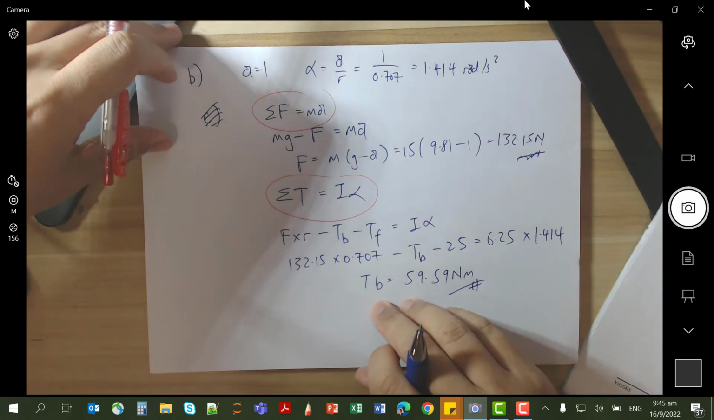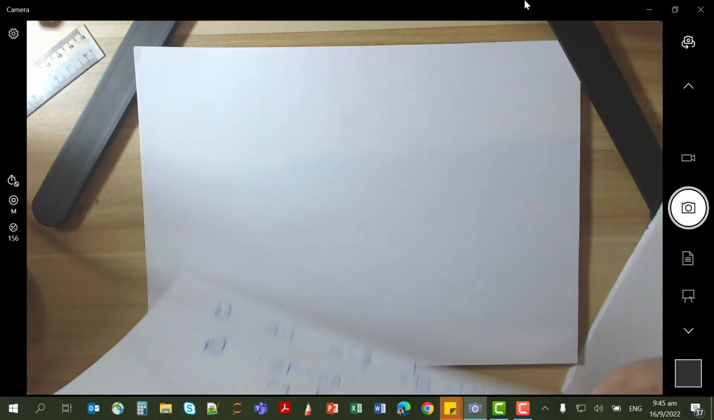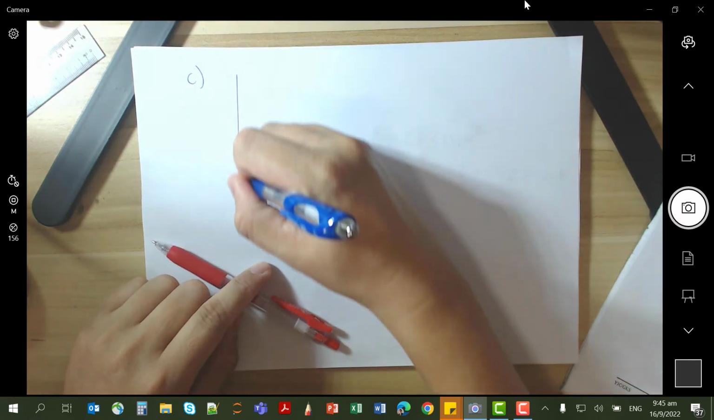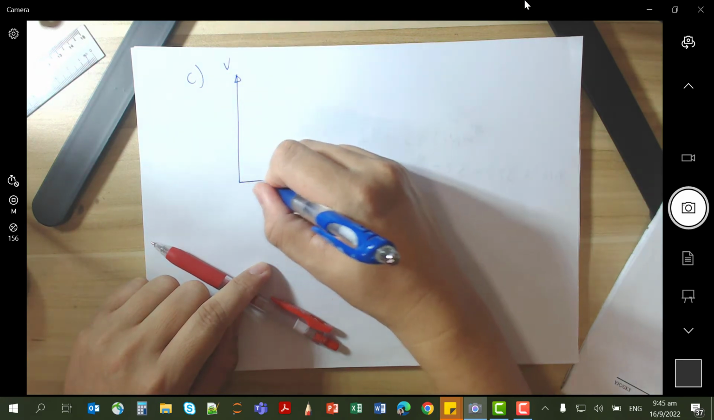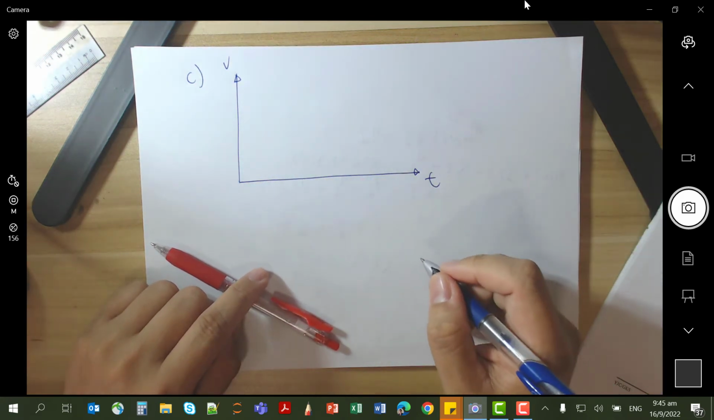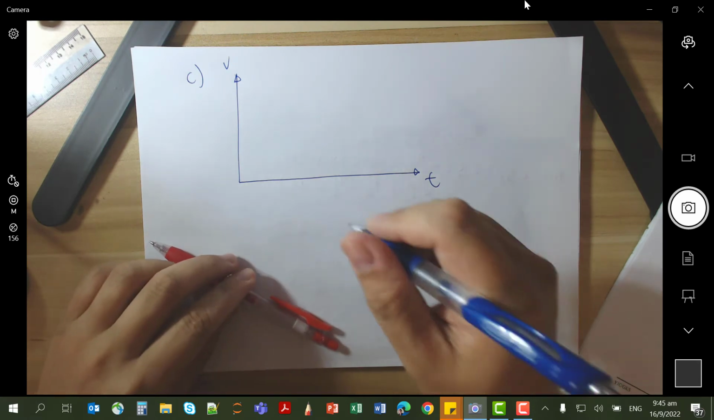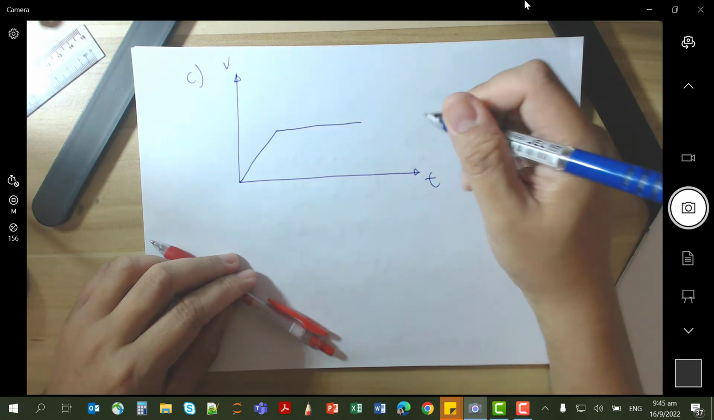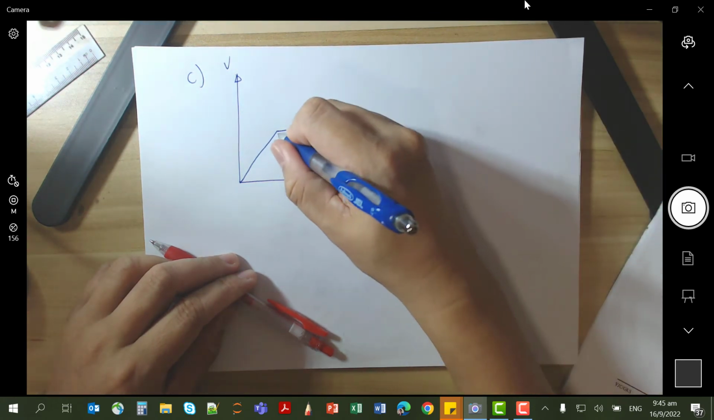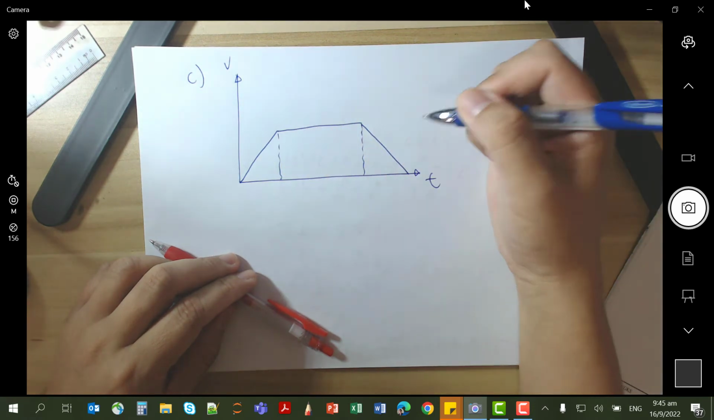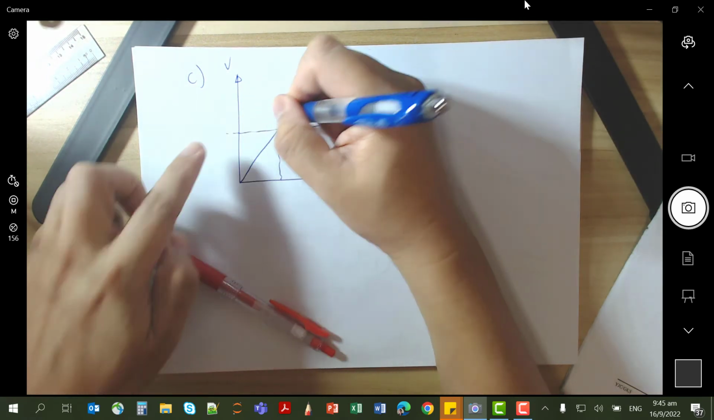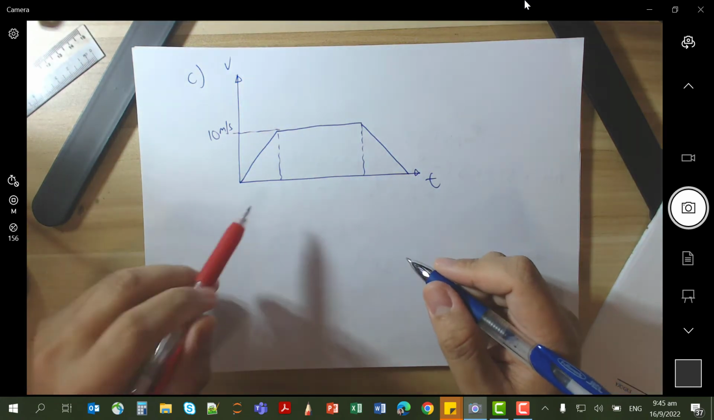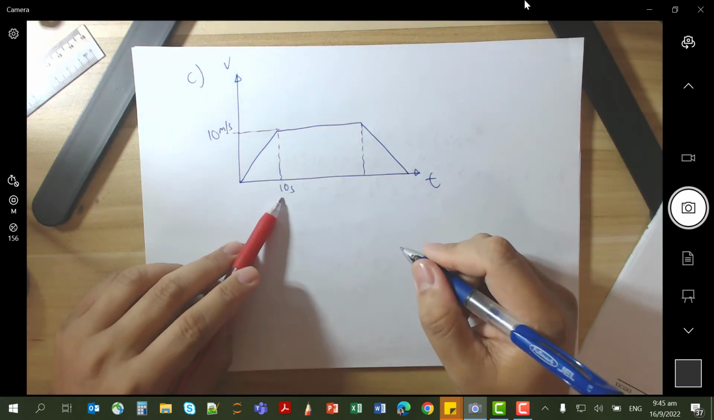Part C is the kinematics part. So you have to draw a velocity time graph. By the description there is usually an accelerating phase, a constant velocity phase, and finally a decelerating phase. So we can split everything into three parts. Accelerate to 10 meters per second, and you know this one took 10 seconds. Just now we found out already.